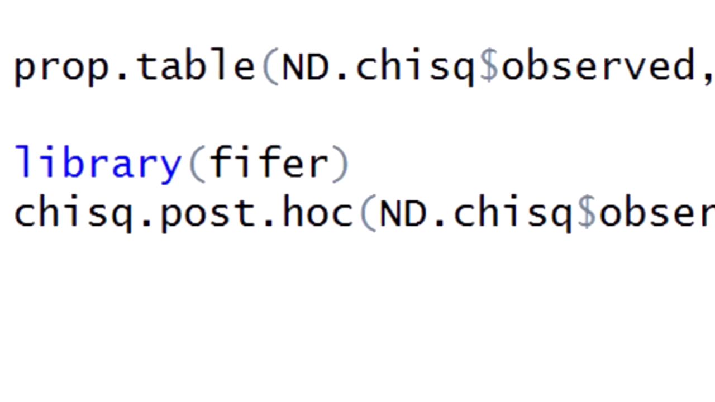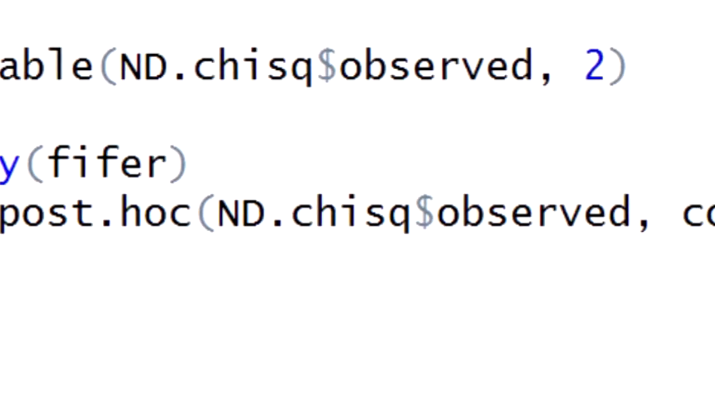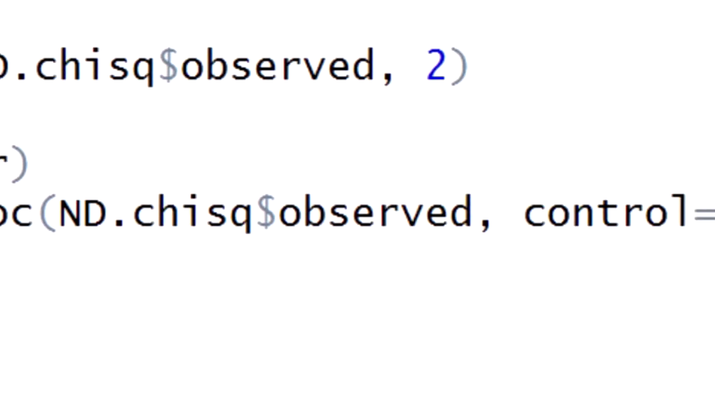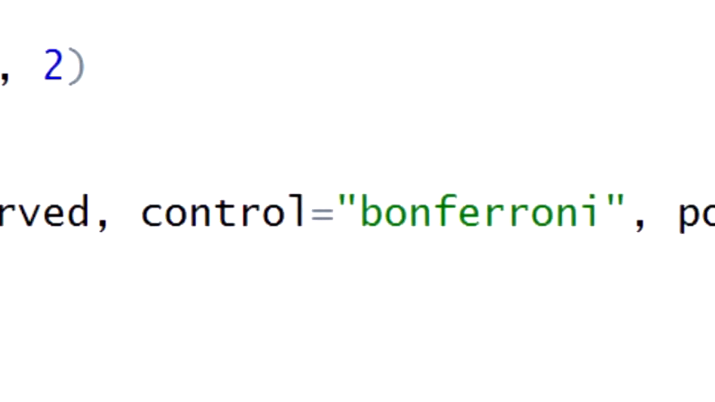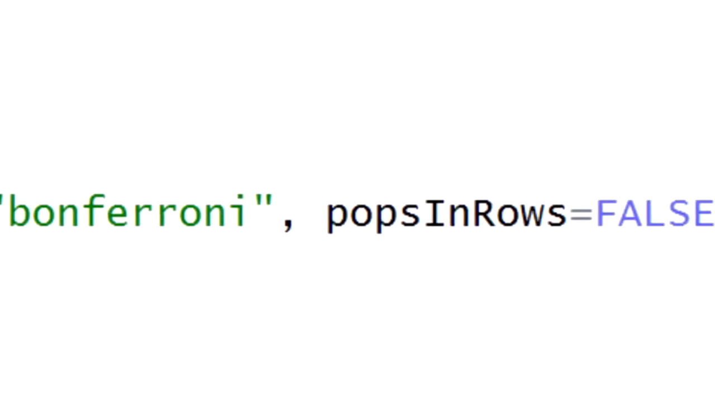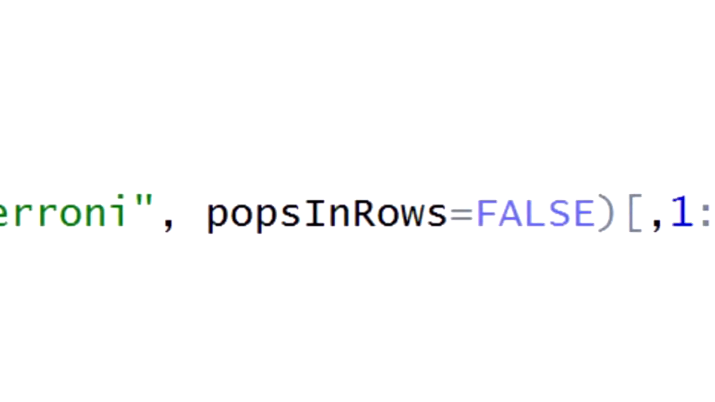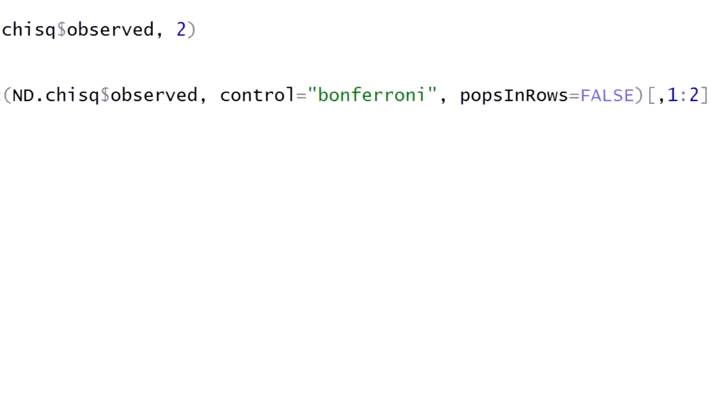So your code reads chisq.post.hoc(nd.chisq$observed, control = "Bonferroni", pops in rows = FALSE)[, 1:2].